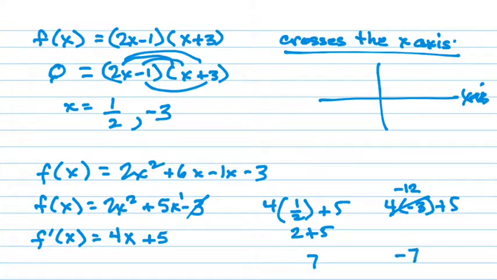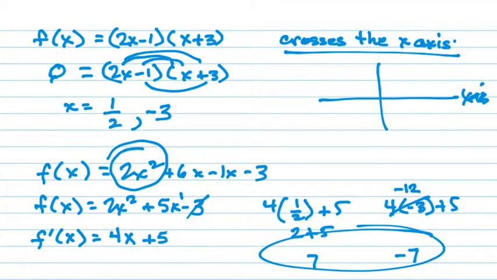Negative 7, which I expected because this was what kind of function? Quadratic, which means it's going to be the same number, different sign. Right? Yeah. Okay? Because remember, quadratics are symmetrical, so you're going to get the symmetry.